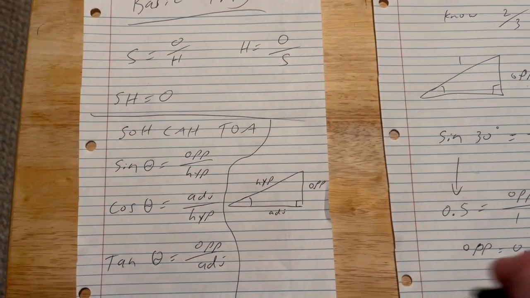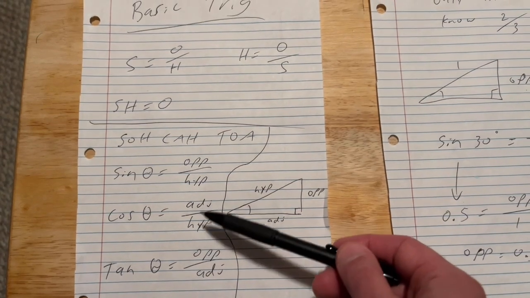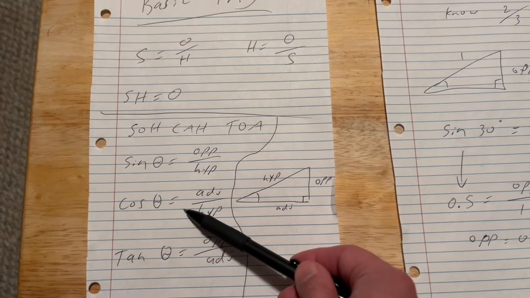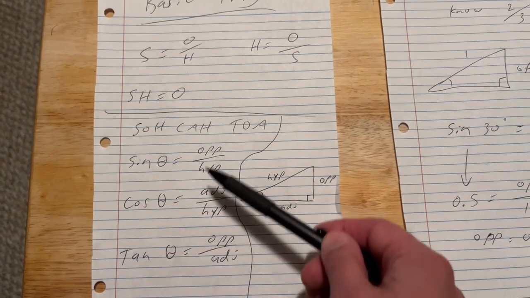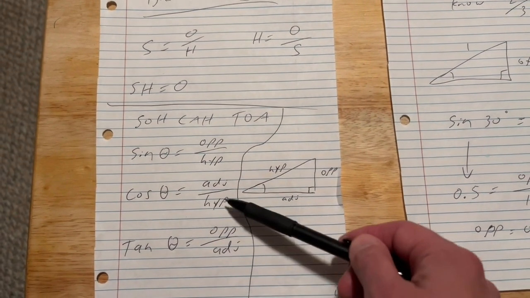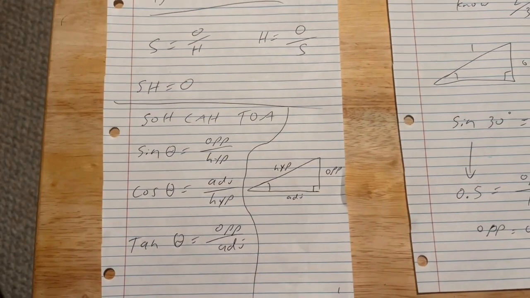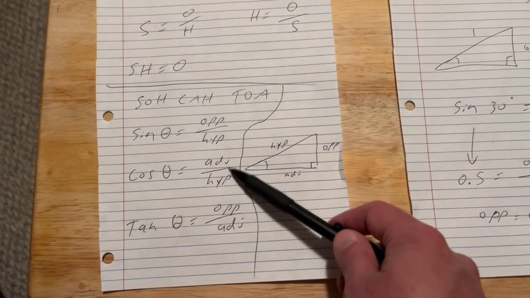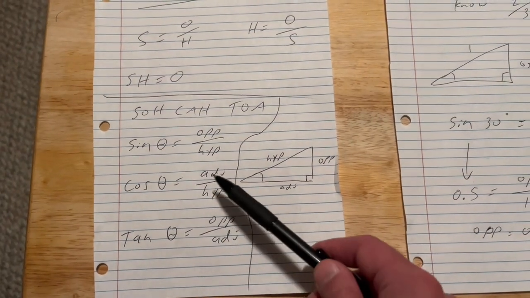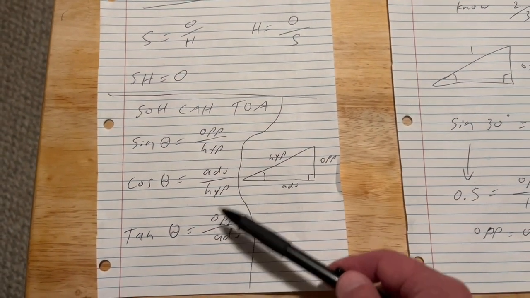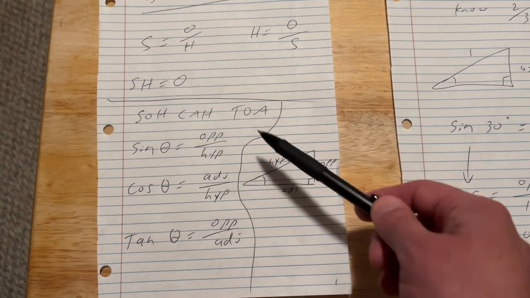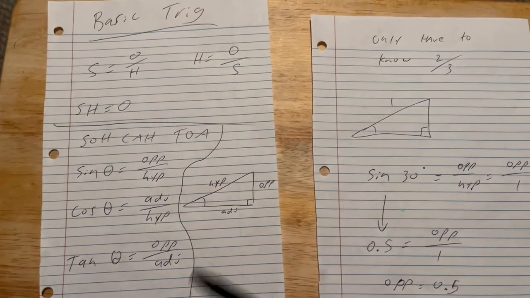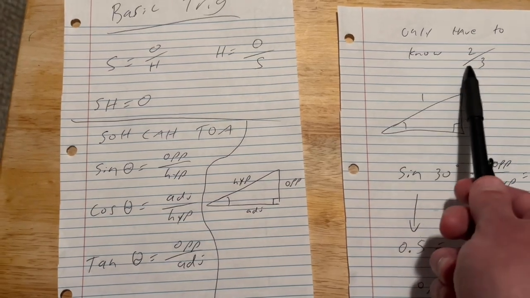You could take the inverse of these fractions. So instead of adjacent over hypotenuse, you could have hypotenuse over adjacent, and that would be called the secant. So then this would be called cosecant, and this would be called cotangent if you take the inverse of those fractions. In reality, that's not typically done because that's kind of redundant, but the secant, cosecant, and cotangents are used when you insert these things into larger formulas. So you only have to know 2 out of the 3 right here.